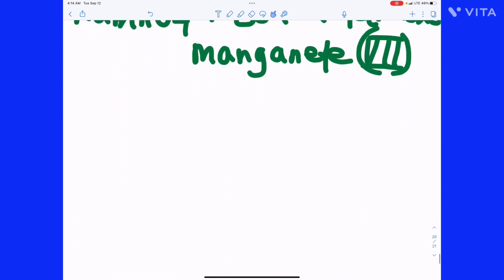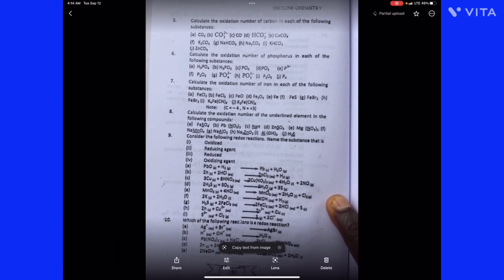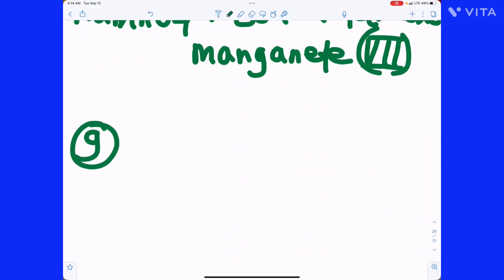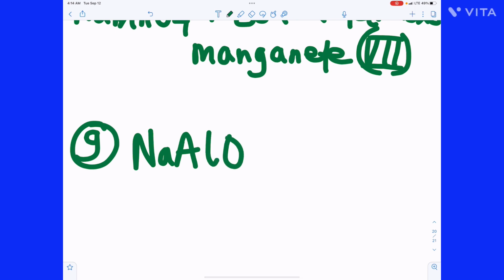Let's go to question G. In question G, the compound is NaAlO2. We have to find the oxidation number of the aluminium atom.